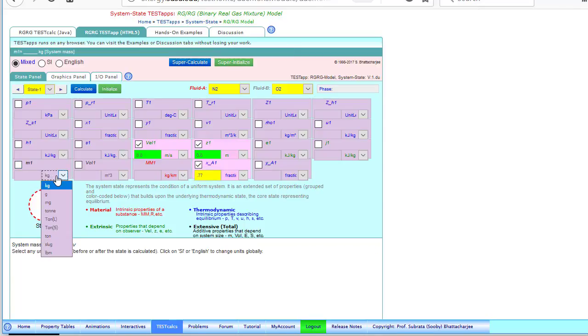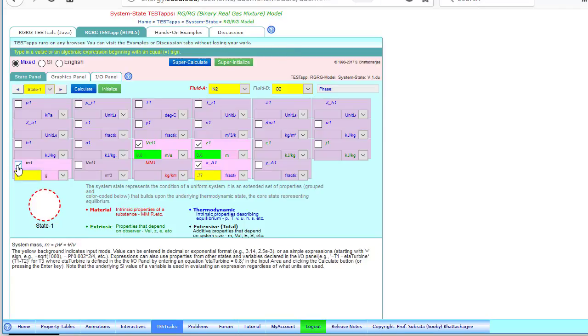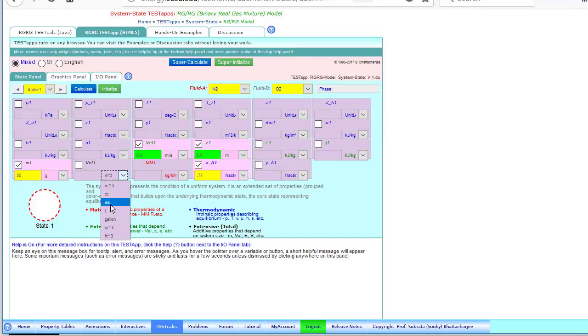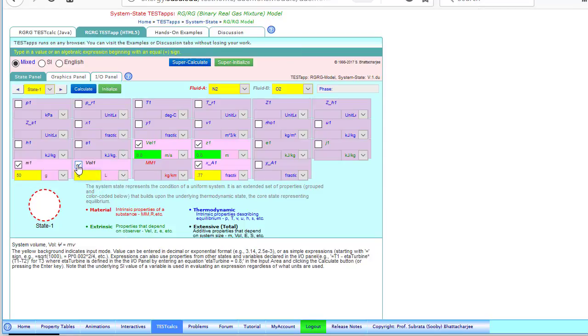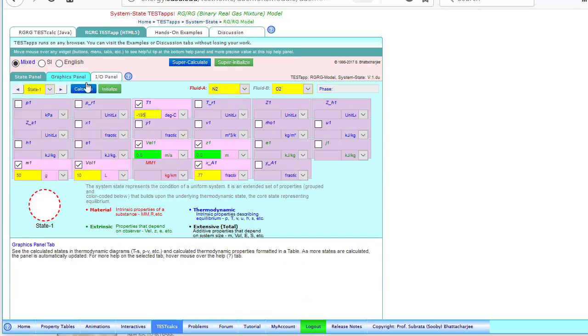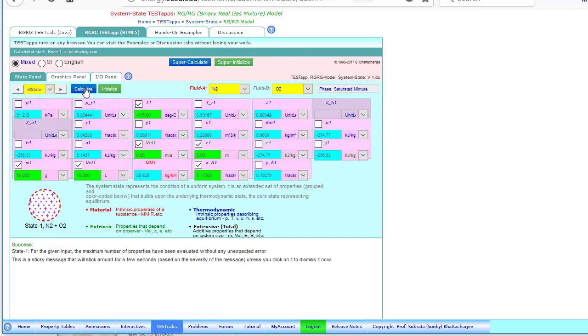And then we know that the mass was 50 grams, that the volume is 10 liters. Make sure to switch everything to the right units. And the initial temperature is negative 195 degrees C. So now we can hit calculate and we get all of our properties for that first state.